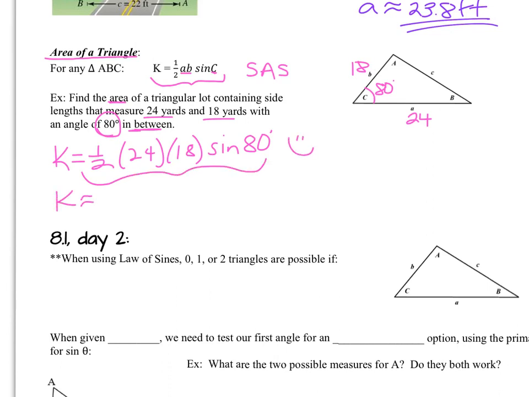And the approximate area of this non-right triangle would be 212.7 square yards. That's the thing to remember for area. We have to square our label. And that's it for lesson 8.1, day 1.